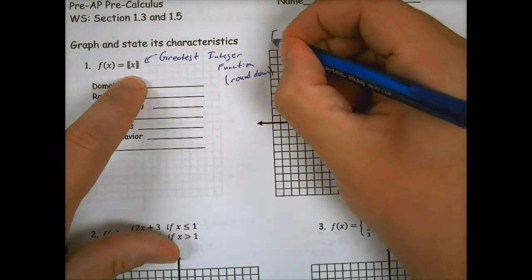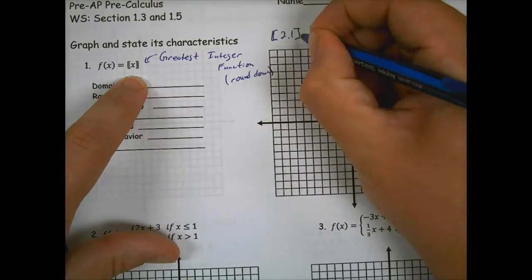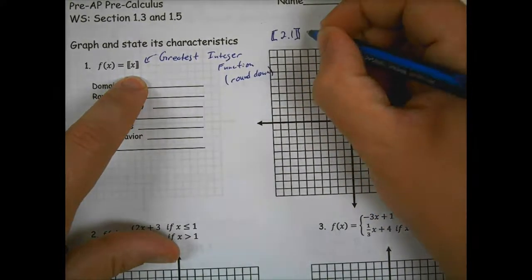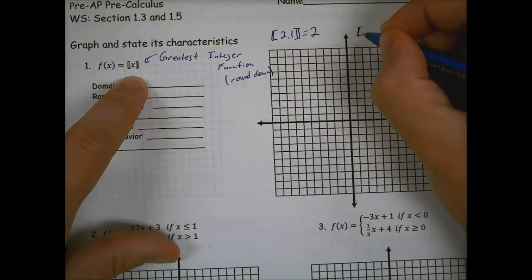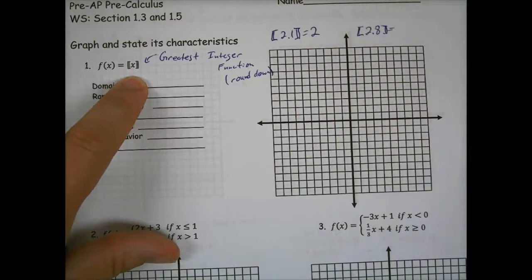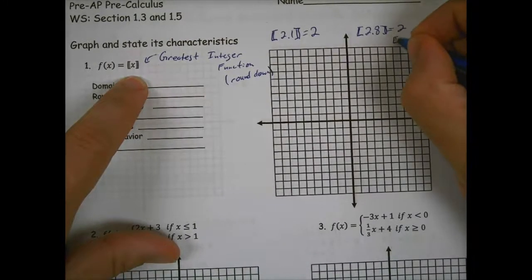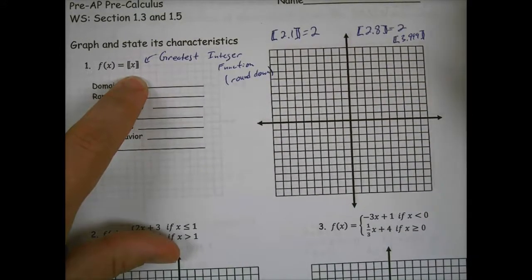So say we had the greatest integer less than or equal to 2.1. The greatest integer of 2.1 would just be 2. So 2.1 rounds down to 2. Even if we have 2.8, the greatest integer that it rounds down to is 2. No matter how close I get to a number, so say I'm at 3.999, I am incredibly close to 4. However, that still is going to round down to 3.